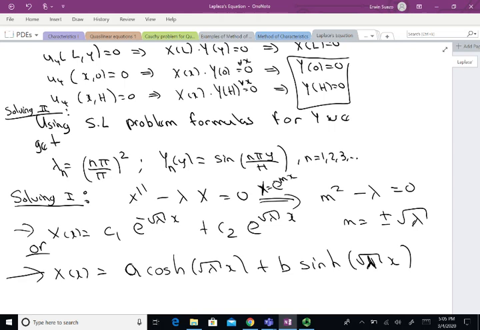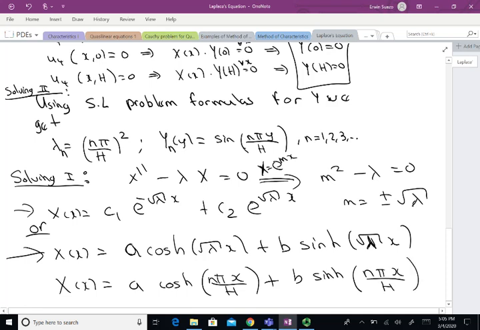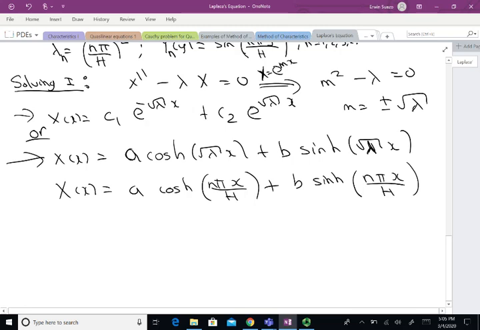That's my solution for that one. And knowing that the square root of lambda is n pi over h, we get x of x equals a cosine hyperbolic of n pi x over h plus b sine hyperbolic of n pi x over h. That's how it goes.